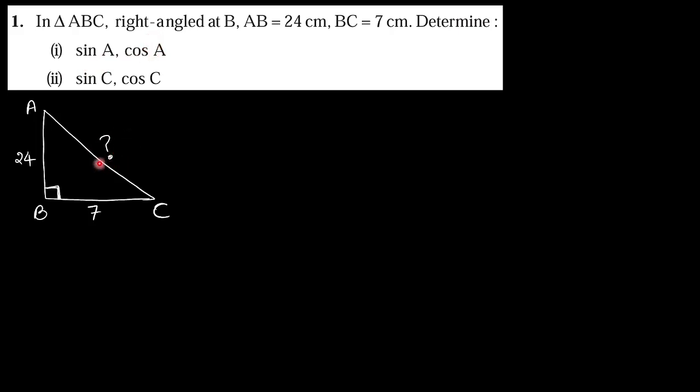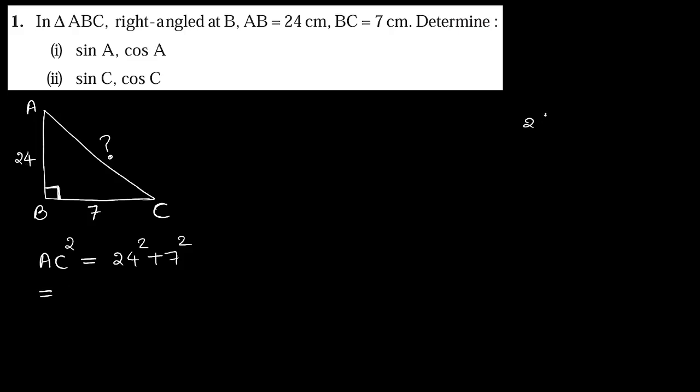Remember, I want the third side. I want the hypotenuse, because sin theta is opposite by hypotenuse. Anybody, how will you find the hypotenuse? Please respond. Pythagoras theorem. Yes, Pythagoras theorem. You studied in lower classes that in any right angle triangle, hypotenuse square is equal to the sum of squares of the other two sides.